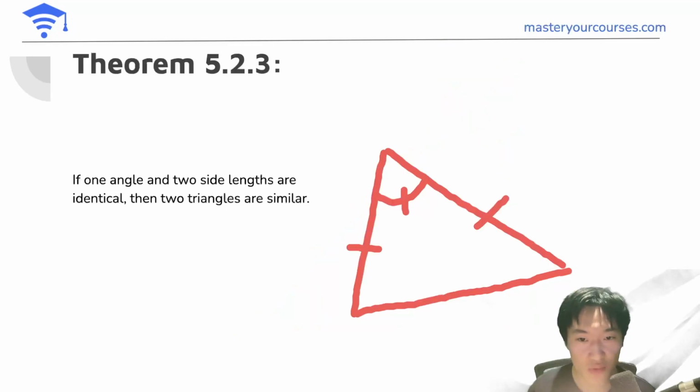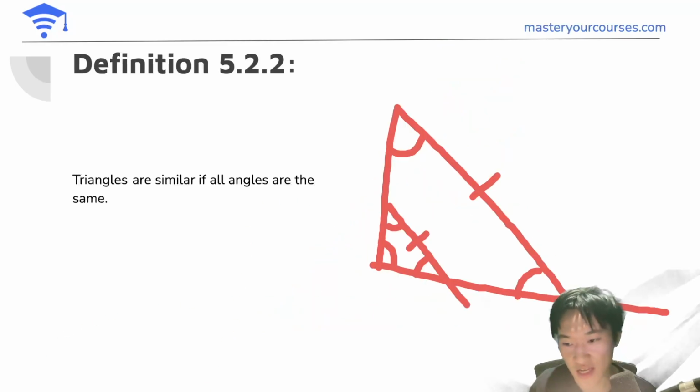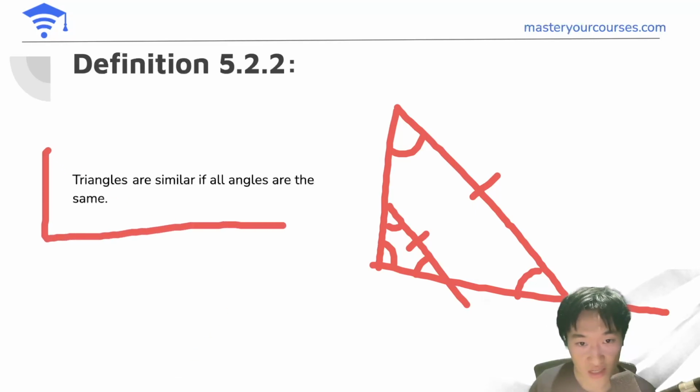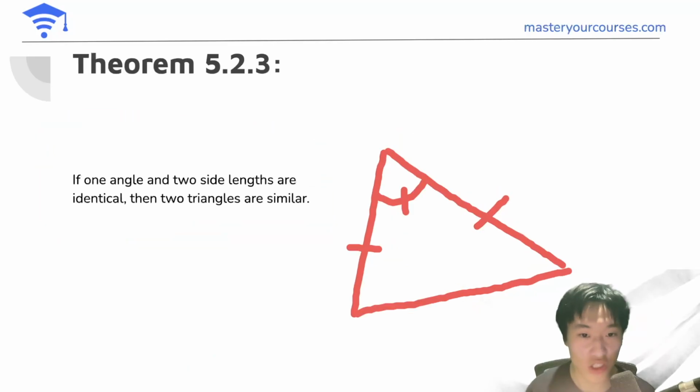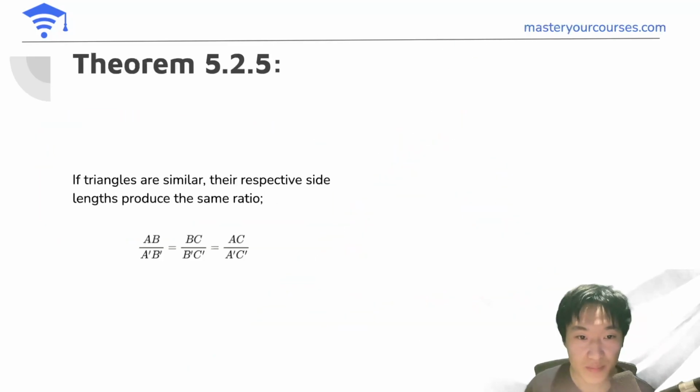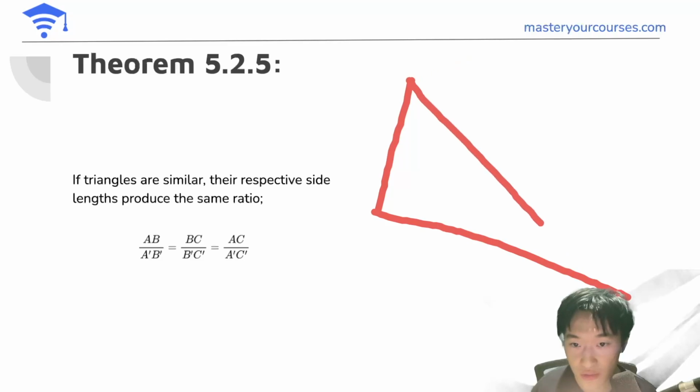So really, the only case in which you have to make sure it's not equivalent but similar is the definition here when the angles are all the same. Because if the side lengths are not, then they are similar, but they might not be equivalent. For the other two cases, they are just equivalent. Now, if triangles are similar, their respective side lengths produce the same ratio. So suppose that we have a triangle like this.